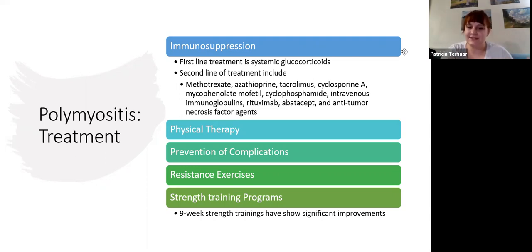Prevention of complications: resistance exercise, very similar to physical therapy. And then there's a strength training program. There's a 9-week strength training program that's been shown to have significant improvements in muscle strength and function without adverse effects for those with chronic PM. And resistance exercises are also safe for patients with PM at 1 to 3 months into treatment. While muscle enzymes do remain unchanged, like I said before, the exercise helps improve aerobic capacity and muscle strength in a safe way for patients with polymyositis.